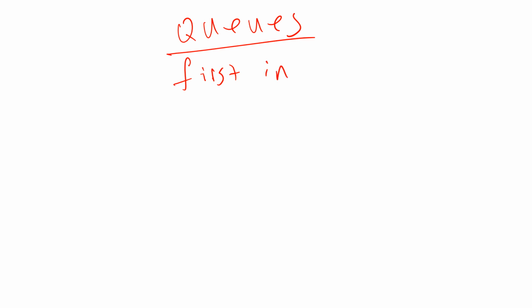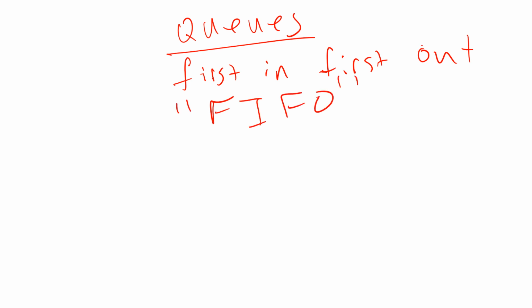Queues are next. Okay, these are first in, first out, abbreviated like that. Okay, these are like lines, right? If you get into a line, that's how these work. And I do the stack vertically. We're going to draw a queue horizontally.